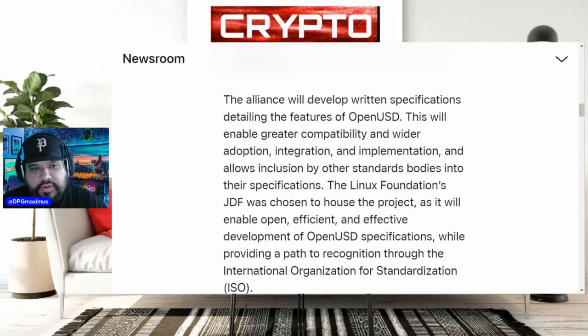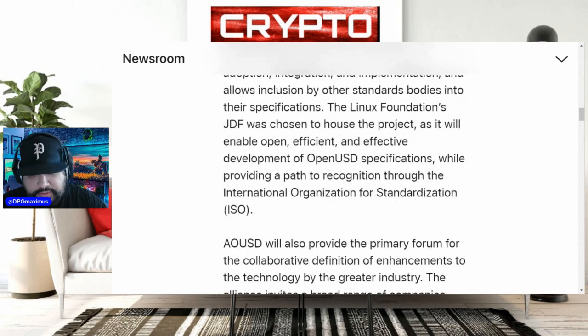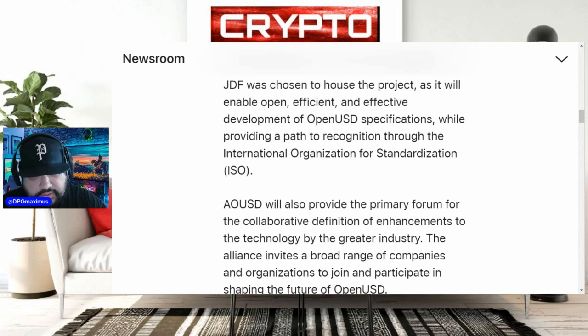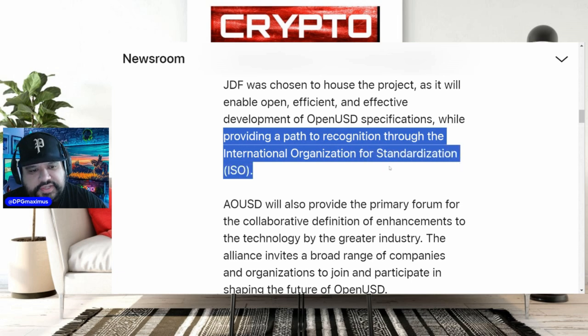Also talks about the whole idea of alliance will develop written specifications detailing features of OpenUSD. It goes on to also mention this reference right here. This is also going to provide a path to recognition through the International Organization of Standardization, ISO. Do you really think I was going to provide you guys just nothing but a nothing burger? No. But the point is standardization, ISO.